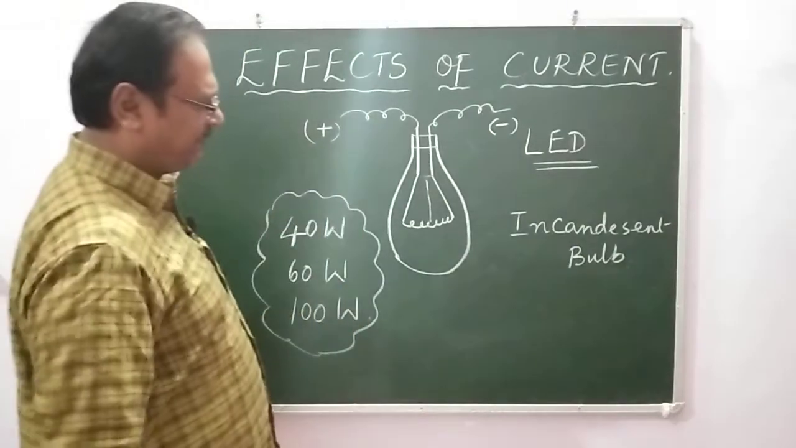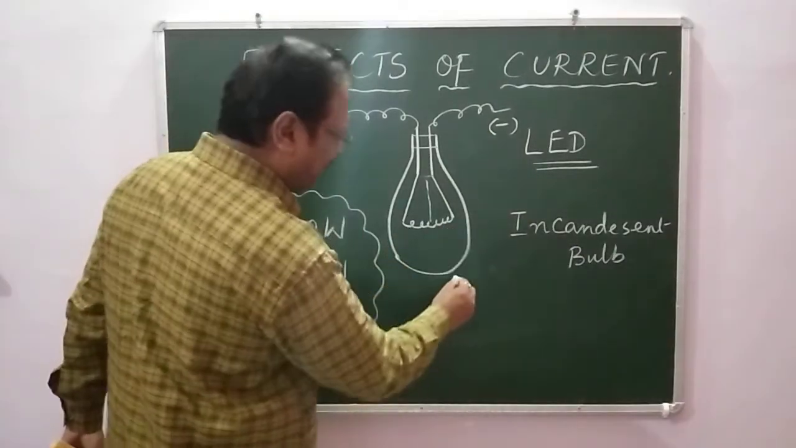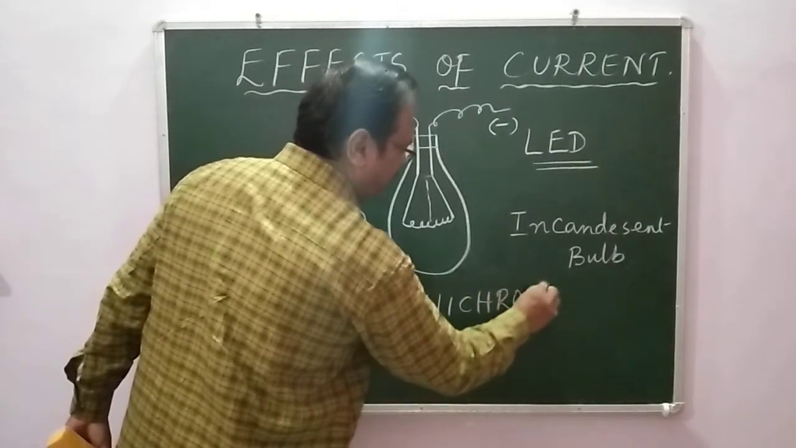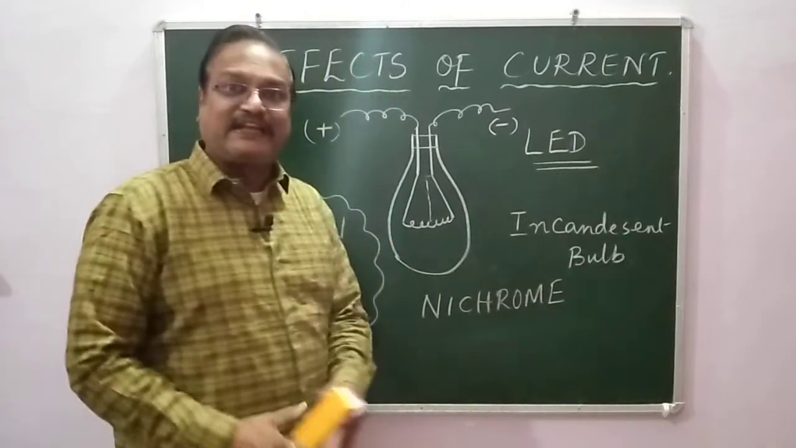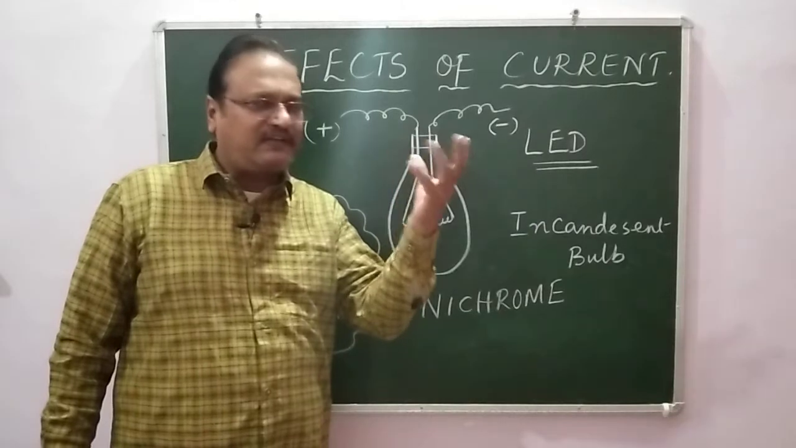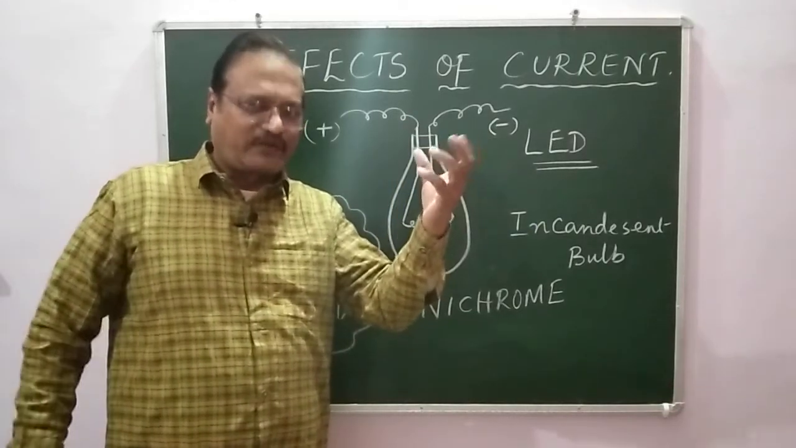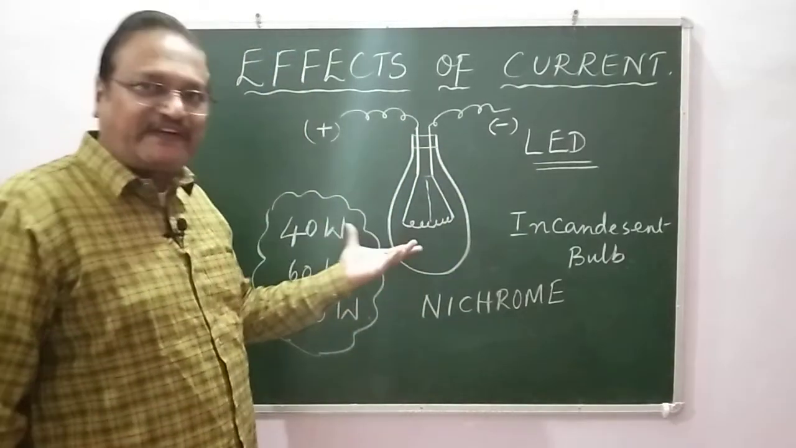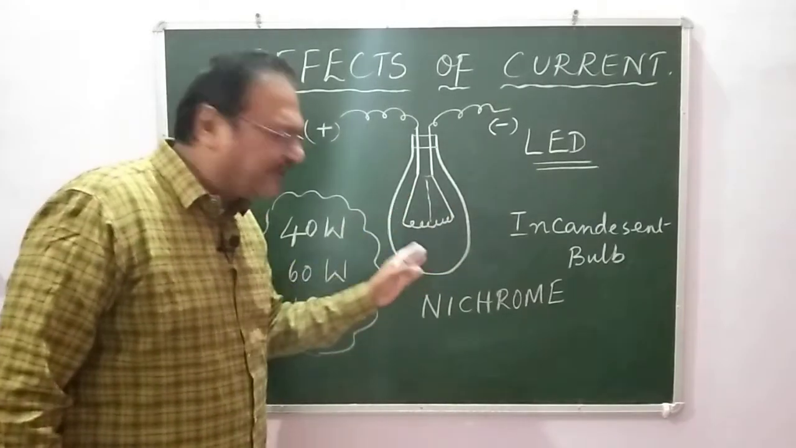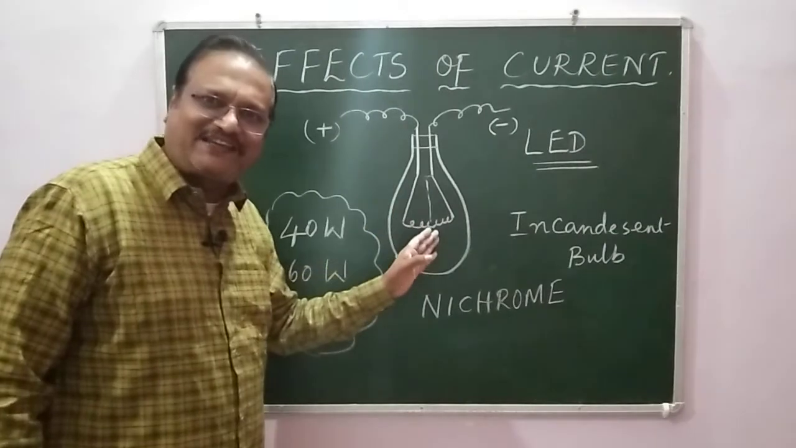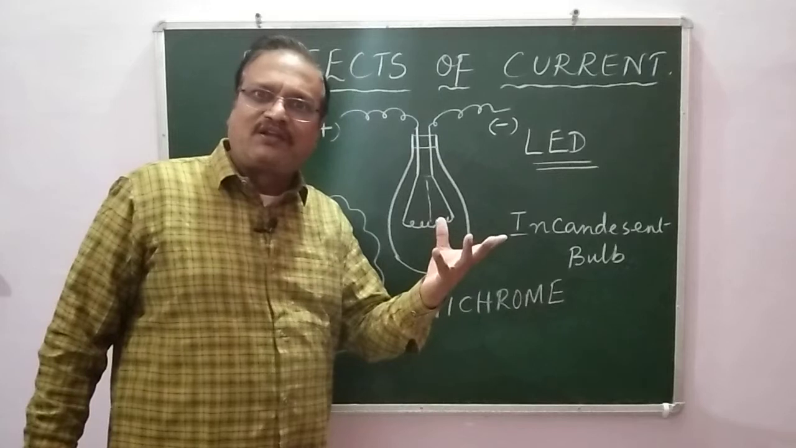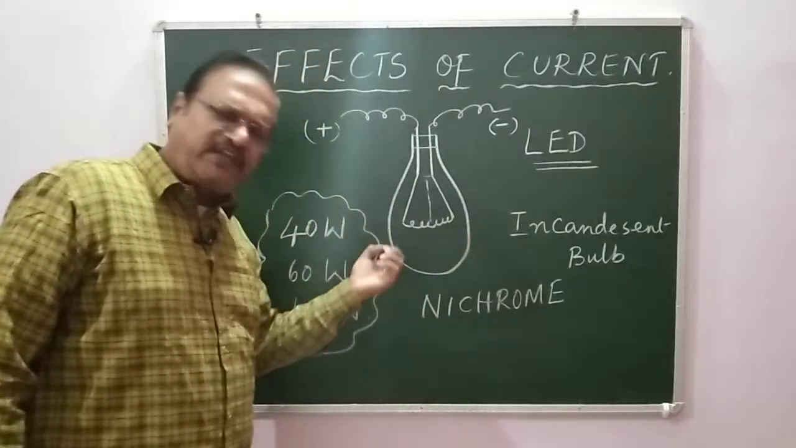Here, what is going to happen? Is this metal made of nichrome? If it were made of nichrome, it would give you heat energy and burn red hot. But here, the bulb is evacuated. Inside is a vacuum, no air is there. When I touch it, it will be very, very hot. So it is producing heat.